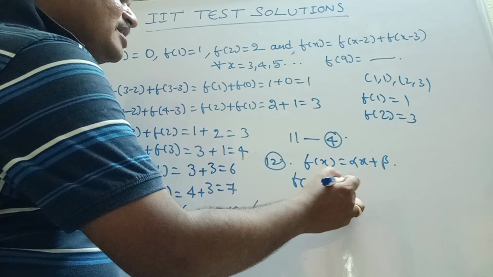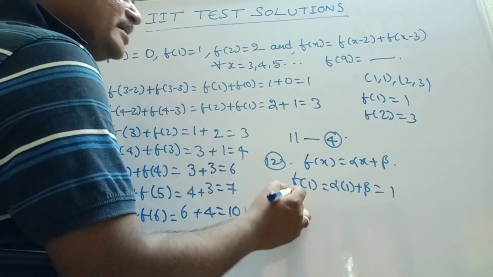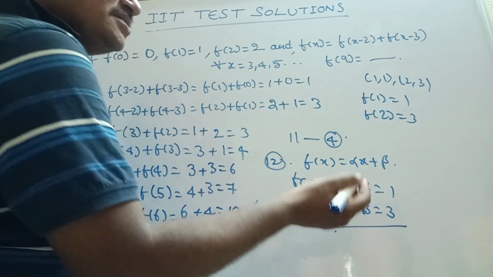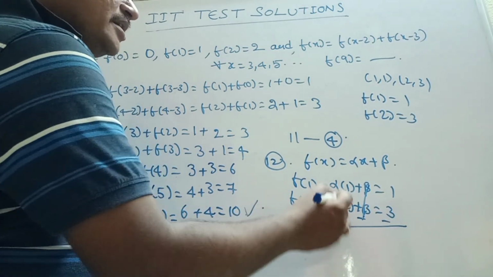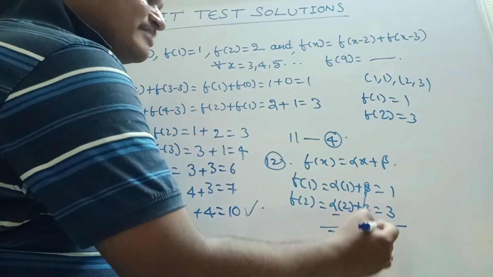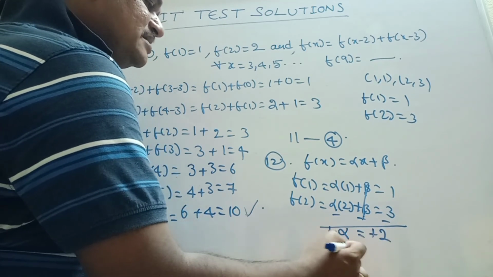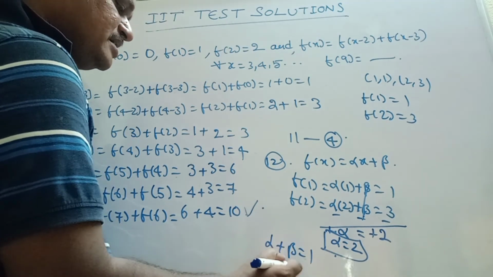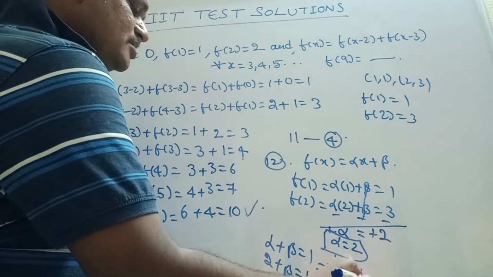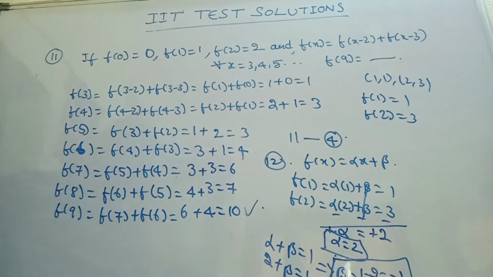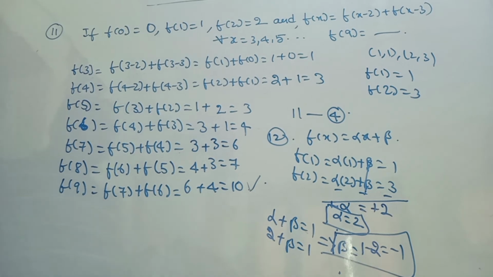f(1) is equal to alpha into 1 plus beta, that equal to 1. f(2) equal to alpha into 2 plus beta, that is equal to 3, like this. Let us solve these two now. You just subtract this one. Now alpha minus 2 alpha, that equal to 1 minus 3. That is minus 2. Minus minus will cancel and alpha equal to 2 you have got here. And you know that alpha plus beta is equal to 1. 2 plus beta is equal to 1. From that, beta is equal to 1 minus 2. That is minus 1. Therefore, alpha equal to 2 and beta equal to minus 1 is correct here, of course.